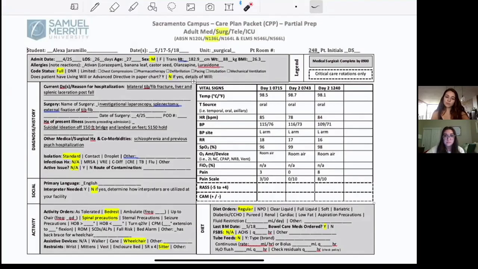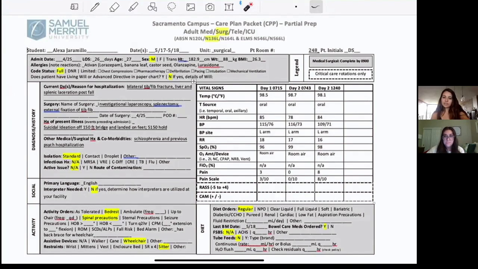The social is important once again. Who's your patient's caretaker? Who are you discharging them to, and who are you communicating with? And what language they speak. They need an interpreter. So for the activity orders, this patient was on bed rest and spinal precautions because he actually did tear ligaments in his spinal cord, or in his spinal processes holding his spinal cord together. And he needed a wheelchair, which was through PT, and he had the sitter for his suicidal ideation.